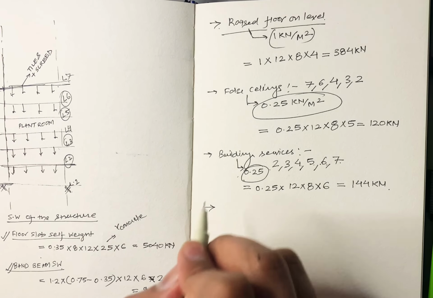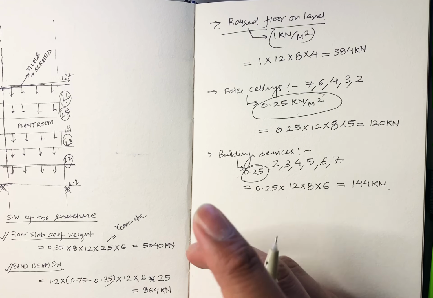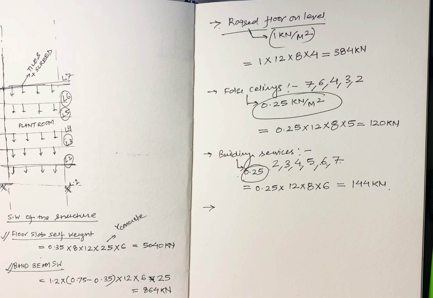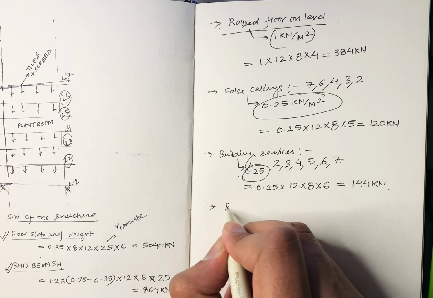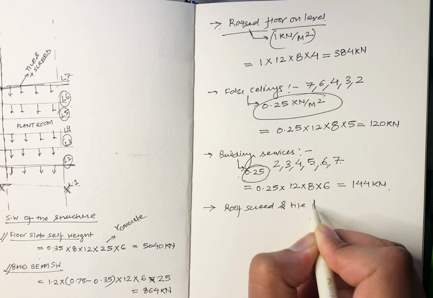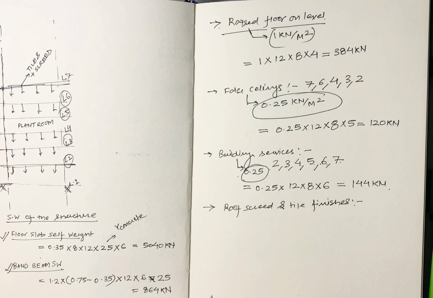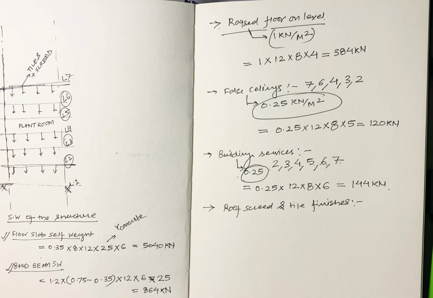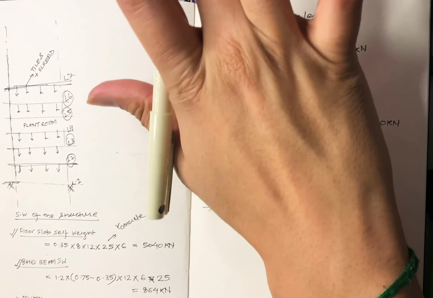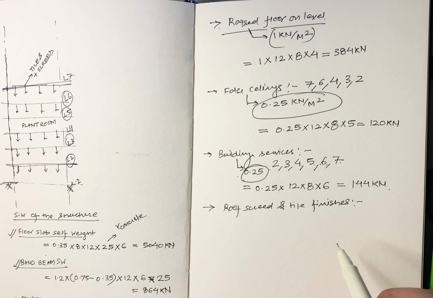Which thing have we missed now? An important thing, that is the terrace roof. On the roof we have two things: roof screed and tile finishes. I would recommend referring to one book, the Structural Engineering Handbook. I've mentioned it in some of my shorts and a separate video, Tools for Structural Engineers. Why I would recommend that book is because there are a lot of materials used in buildings, and I can't list all of them in a video.